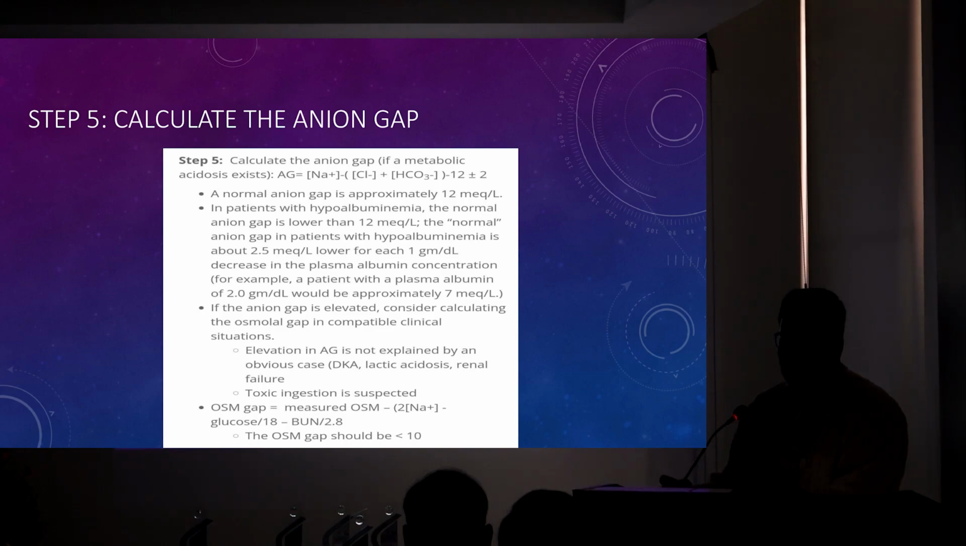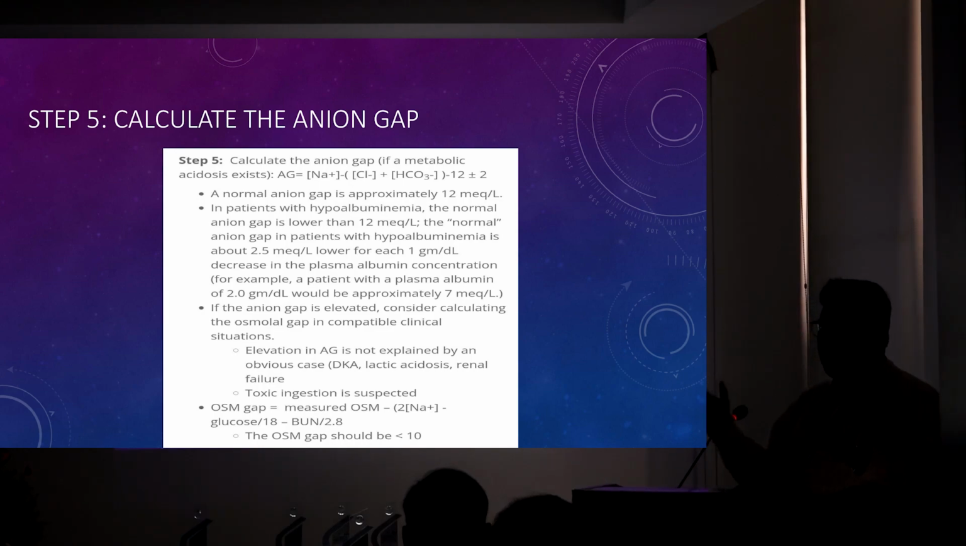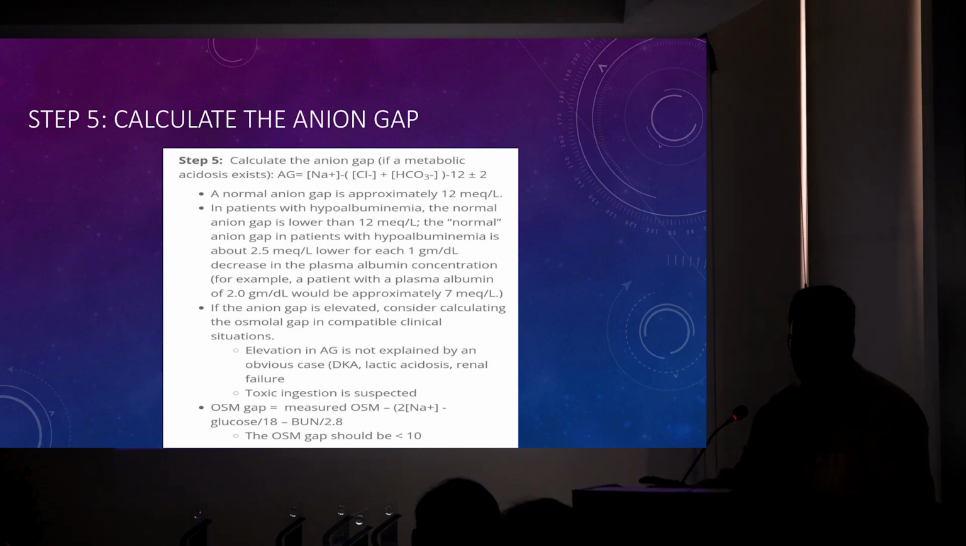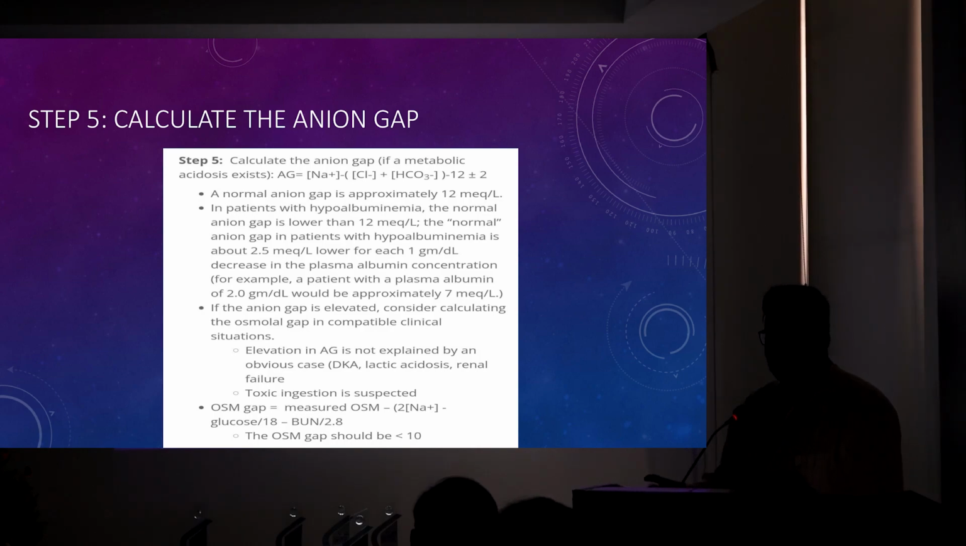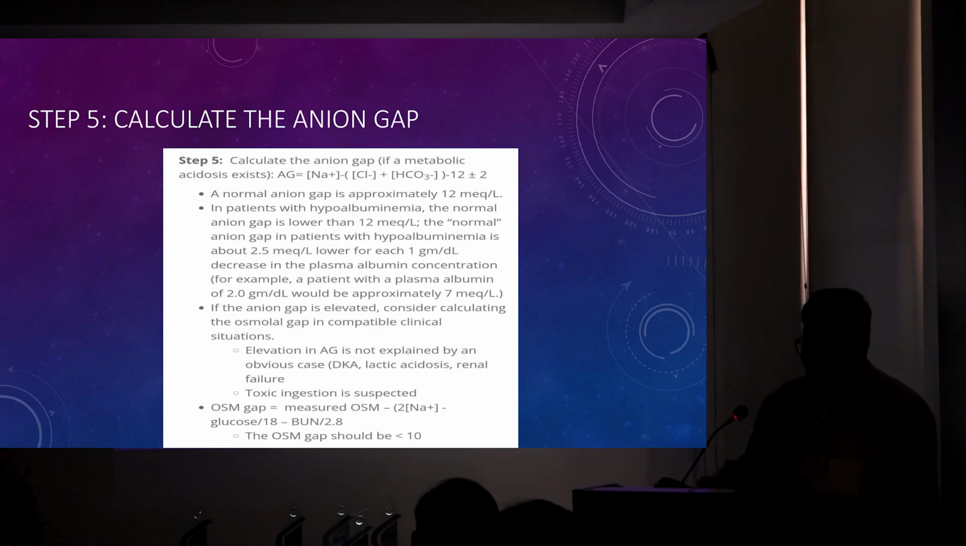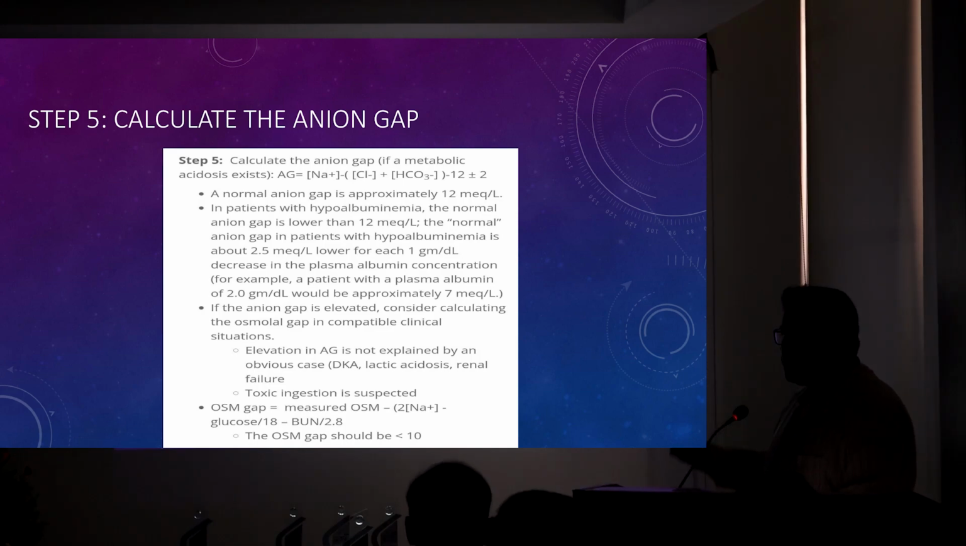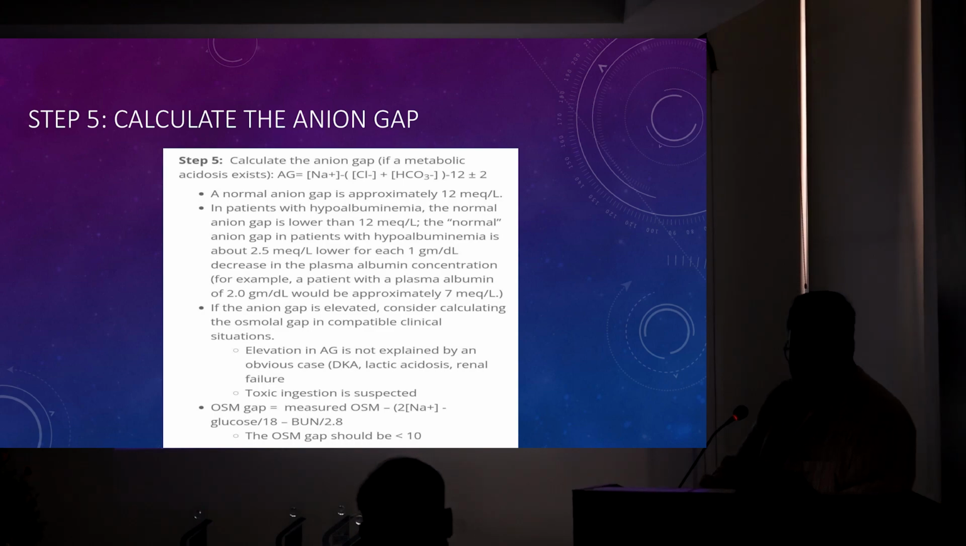Once we calculate the anion gap, the problem is that it relies on the assumption that albumin and the other buffer systems are at proper levels. In hypoalbuminemia or similar conditions, the anion gap approach is not that reliable. In that case, if the anion gap is elevated, we need to calculate the osmolar gap. The osmolar gap is the measured osmolarity minus the osmolarity due to sodium, glucose and BUN.